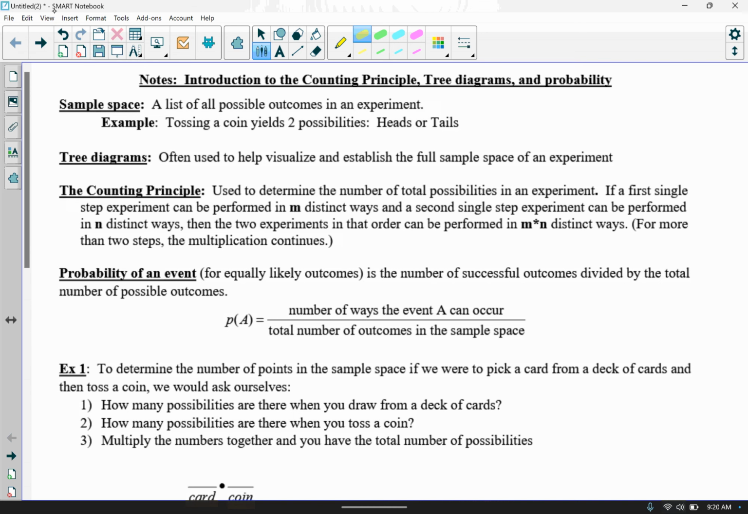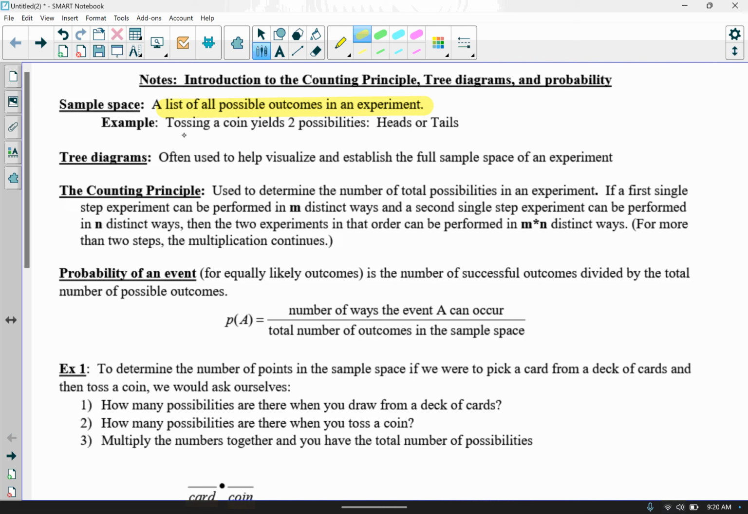Hi there. So in this section, we're going to be looking at probability. And so in association with probabilities, there's a little bit of terminology that we want to get down. And so that's where we're going to start here. So the first is your sample space. And that's a list of all of the possible outcomes in an experiment.